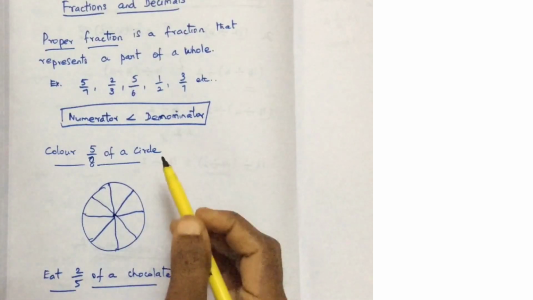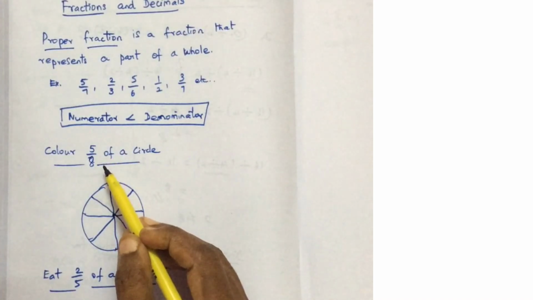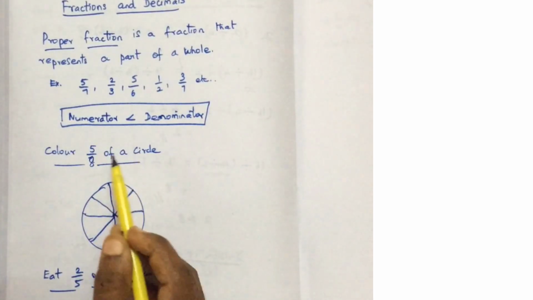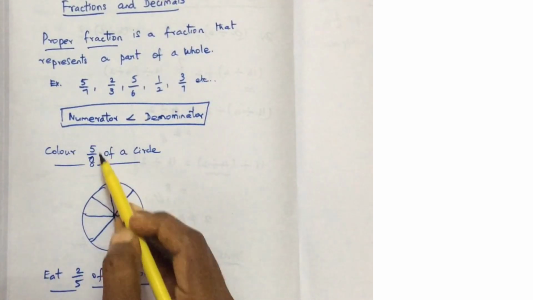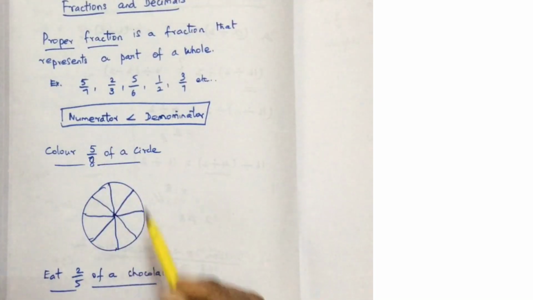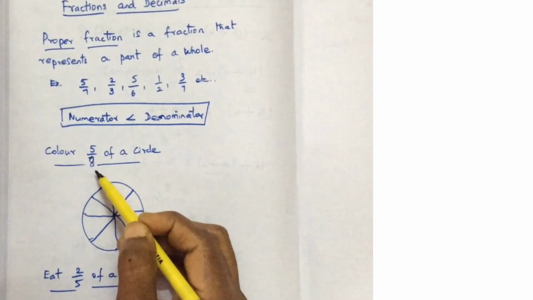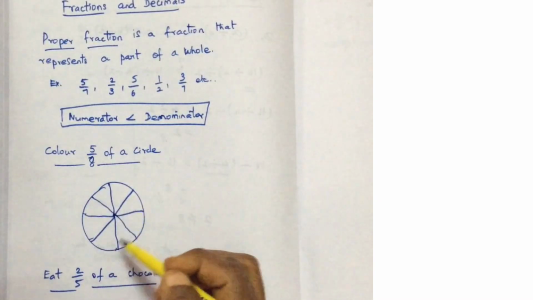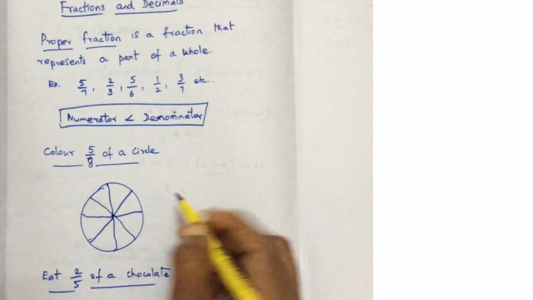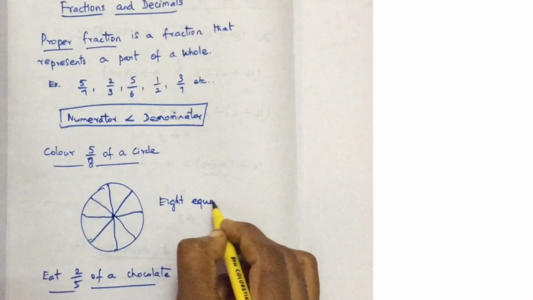Next, what does the number in the numerator mean and what does the number in the denominator mean? For example, color 5 by 8 of a circle. Here the numerator is less than the denominator, so it is a proper fraction. Now take a circle. First see what is in the denominator, that is 8. Split the circle into 8 equal parts. 1, 2, 3, 4, 5, 6, 7, 8 equal parts.